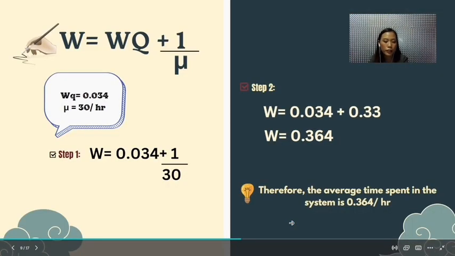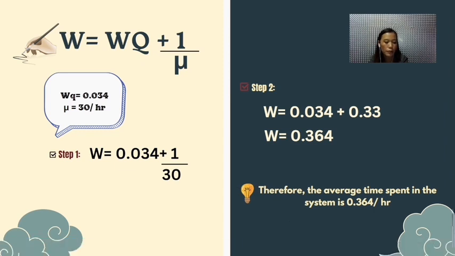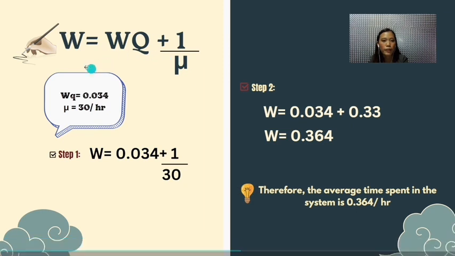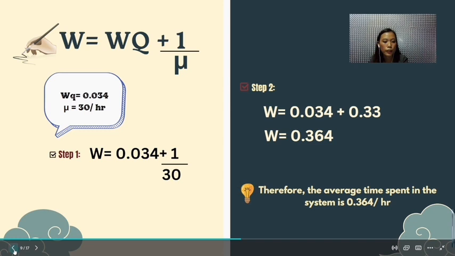Next, we need to calculate the average time spent in the system. To calculate that, we can use this formula. So, W is equals to the average time spent in line plus 1 over mu. Kagaya ng ginawa natin kanina, we need to identify the important variable. So, the Wq or the average time spent in line is already given based doon sa kinumpute natin kanina.